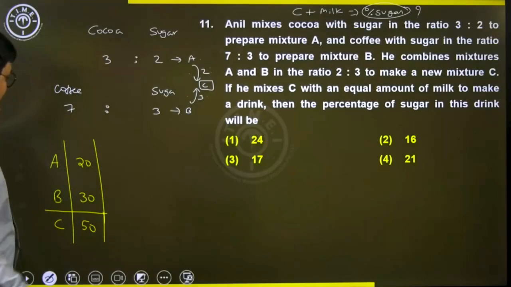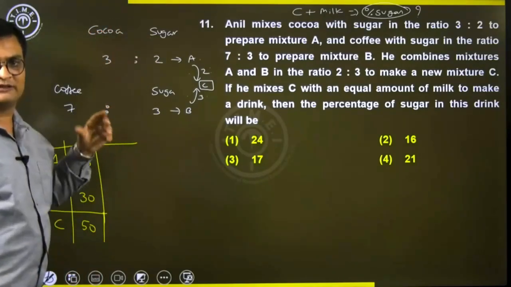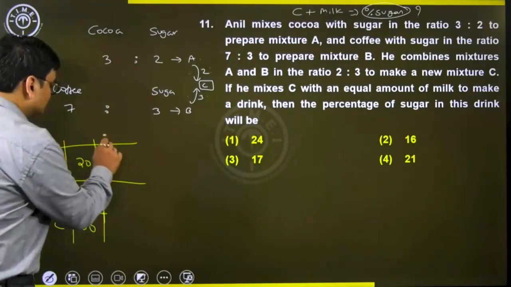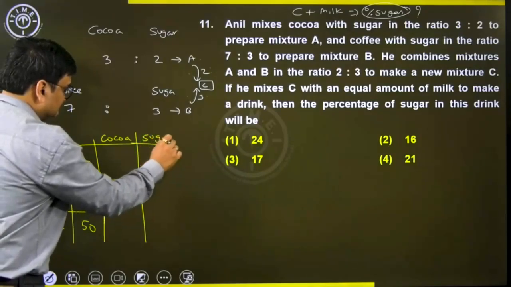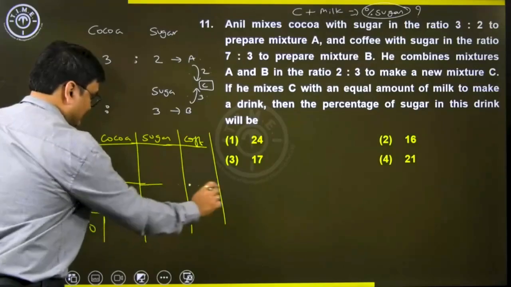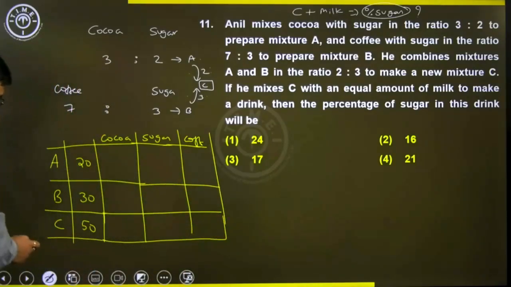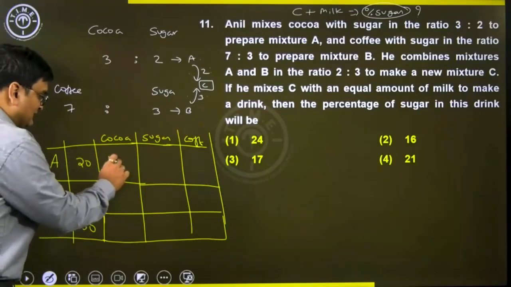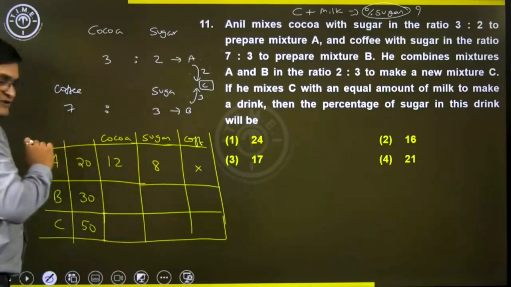20 plus 30. Now in A, cocoa and sugar are in the ratio 3:2. Out of 20, what will be cocoa and what will be sugar? And likewise, there can be coffee also as far as mixture B is concerned. Cocoa will be 3 parts out of 5 parts, so it's going to be 12, and sugar will be 2 parts out of 5 parts, which is 8, and there is no coffee in mixture A.